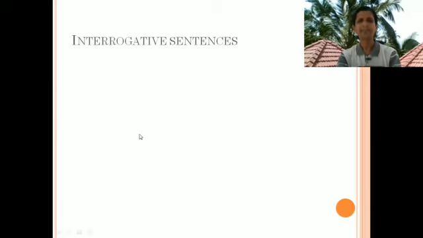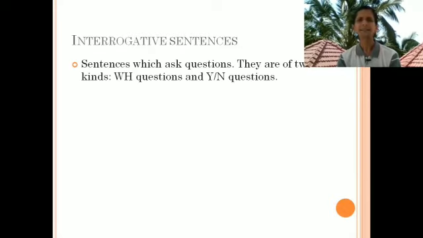Let us look at the third category of sentences, which are known as interrogative sentences. Interrogative sentences are sentences which ask questions. They are of two kinds, WH questions and yes or no questions. WH questions are questions which begin with the question word W or the question word H. So the questions that begin with who, what, which, when, why, where, etc. are all WH questions. There is only one H question word, that is how. So the questions that begin with who, which, when, where, why, what, how, these are all WH questions.